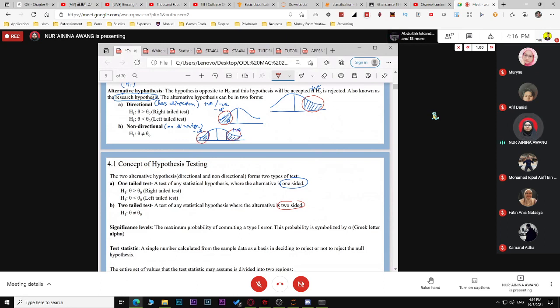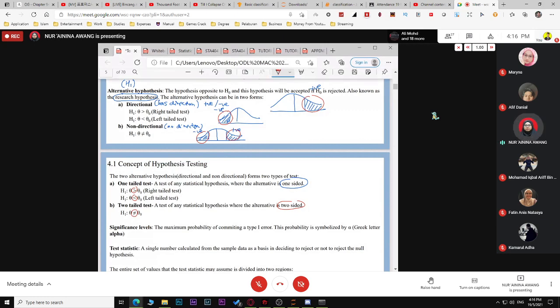Okay, so the one tail test is for the directional form, either more than or less than, and then the two tail test is for the unequal case, since we will look at both sides. So that is the difference between the one tail test and the two tail test.